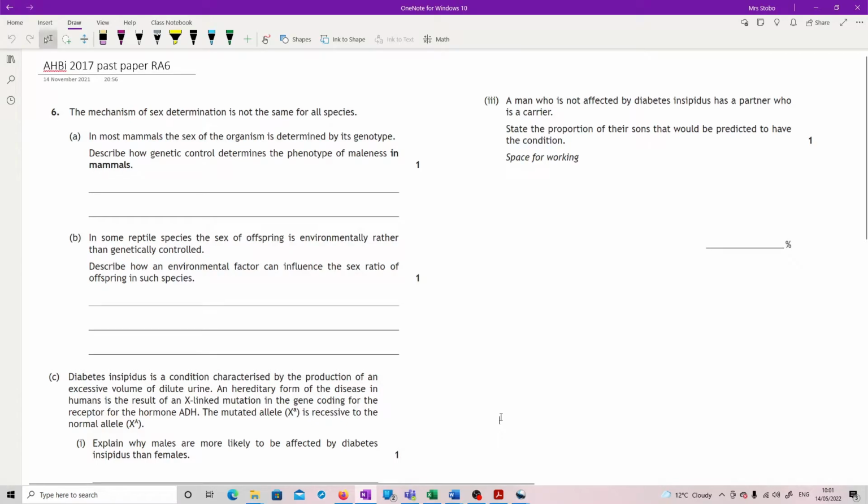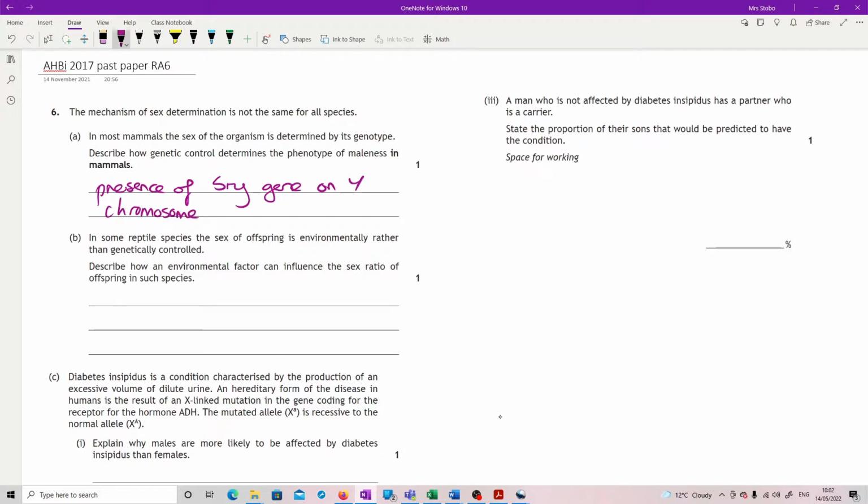All species. Question 6. The mechanism of sex determination is not the same for all species. In most mammals, the sex of the organism is determined by its genotype. Describe how genetic control determines the phenotype of maleness in mammals. They're all in bold and everything. They're trying to make sure that you're not going off on a tangent for anything else. So basically, it has to be the presence of the SRY gene on the Y chromosome.